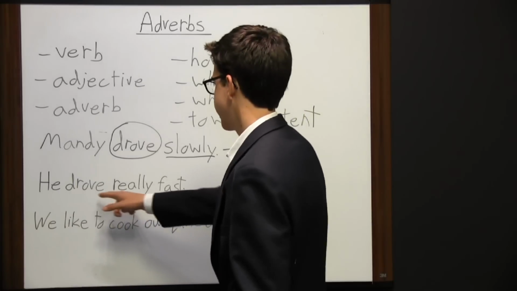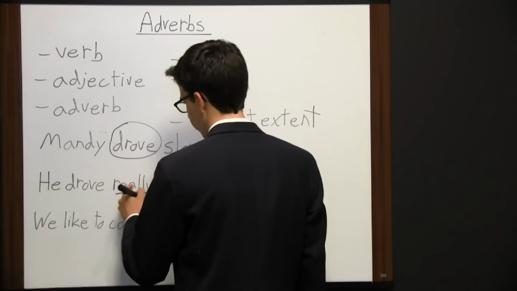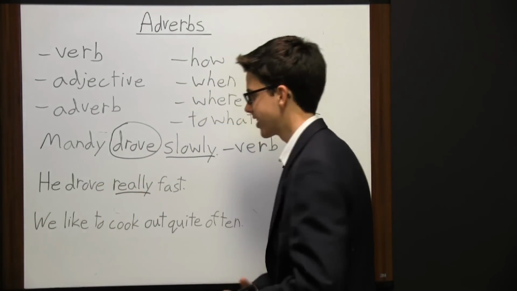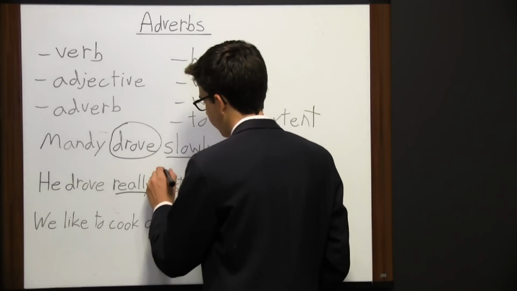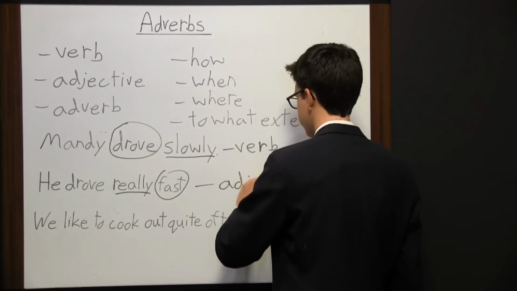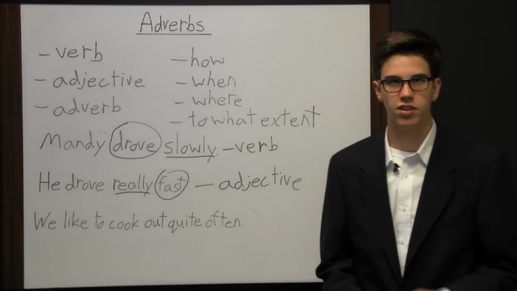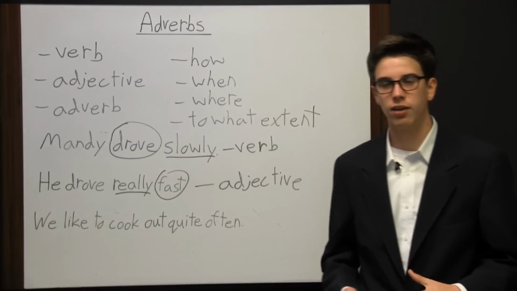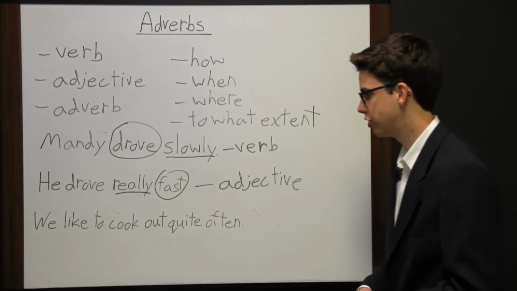Now in this sentence, we see he drove really fast. And so here we find another ly word, really. Now really isn't describing drove. We're not saying he really drove. We're saying he drove really fast. So really is describing fast. So I'm going to circle fast, and in this case fast is an adjective. So in this sentence, adverb really describes the adjective fast. So it's telling the reader how quickly he drove.